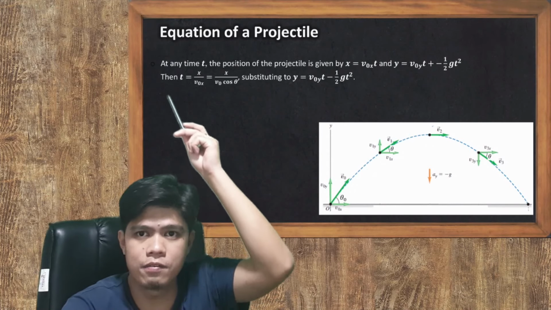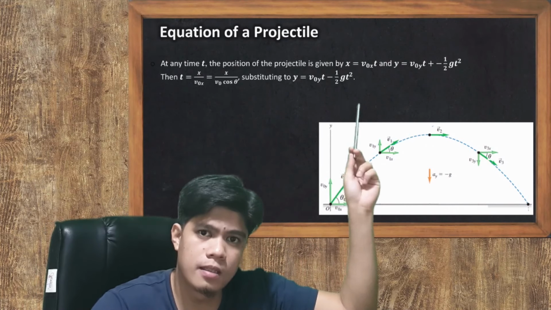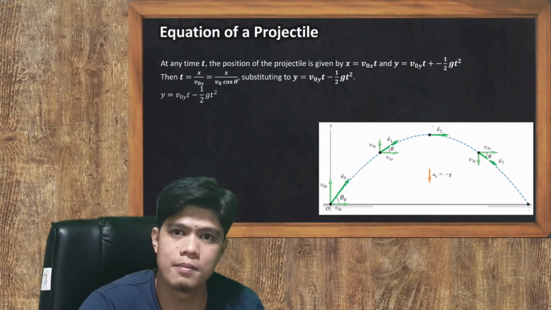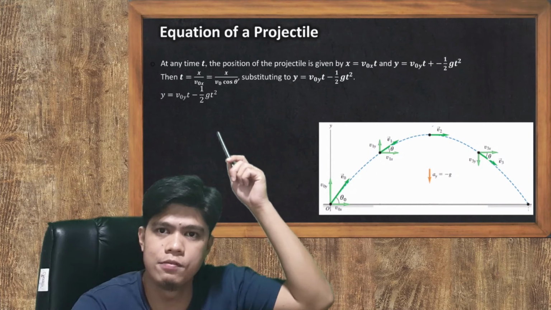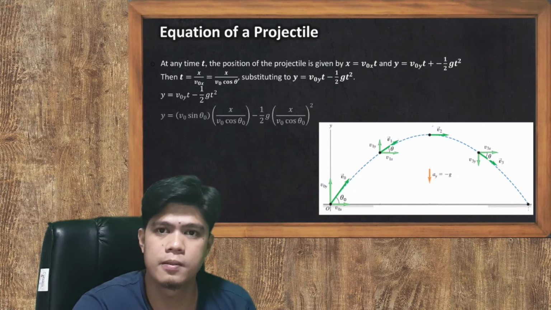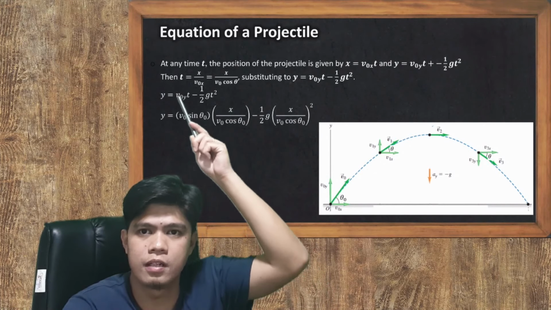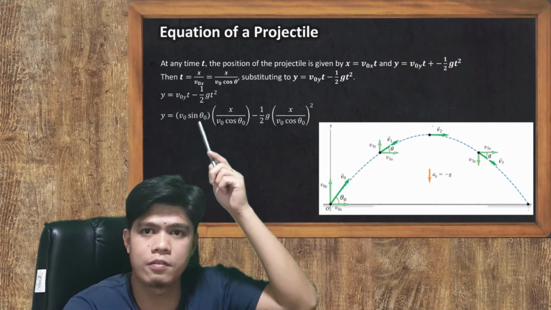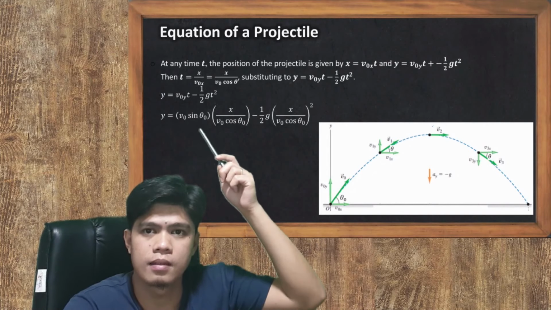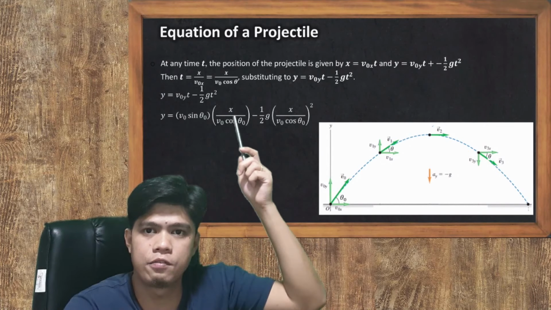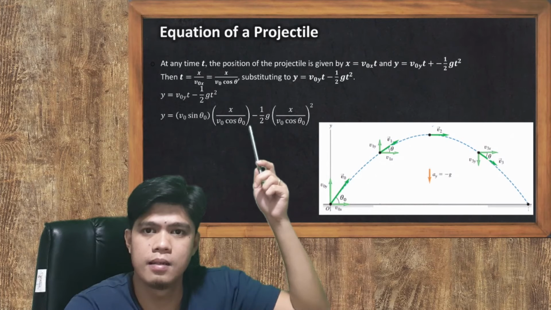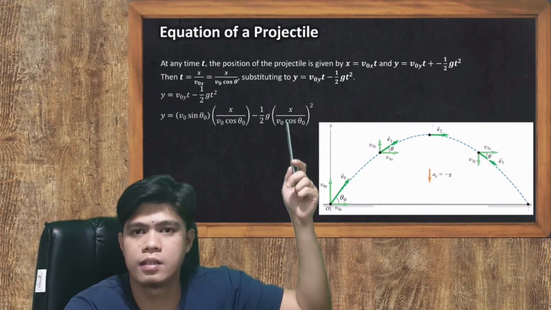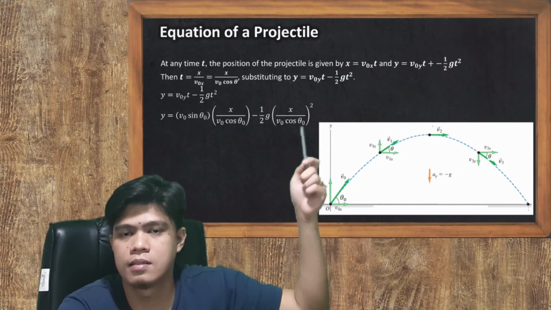And the value of this t will be substituted in the y. Okay, so our equation becomes from y equals v naught y t minus 1/2 gt squared. It becomes v naught y, which is v naught sine theta, the y component of our v naught, times time, which is x over v naught cosine theta, minus 1/2 g times t squared, which is x over v naught cosine theta, okay, squared.